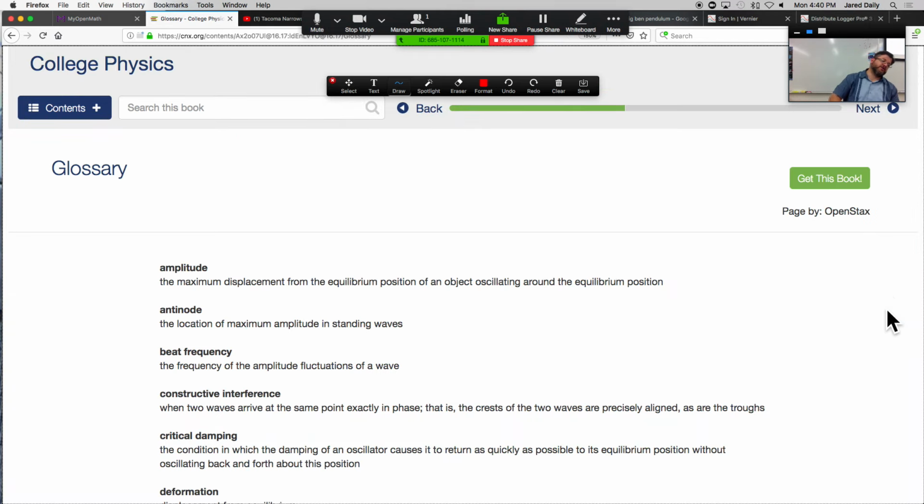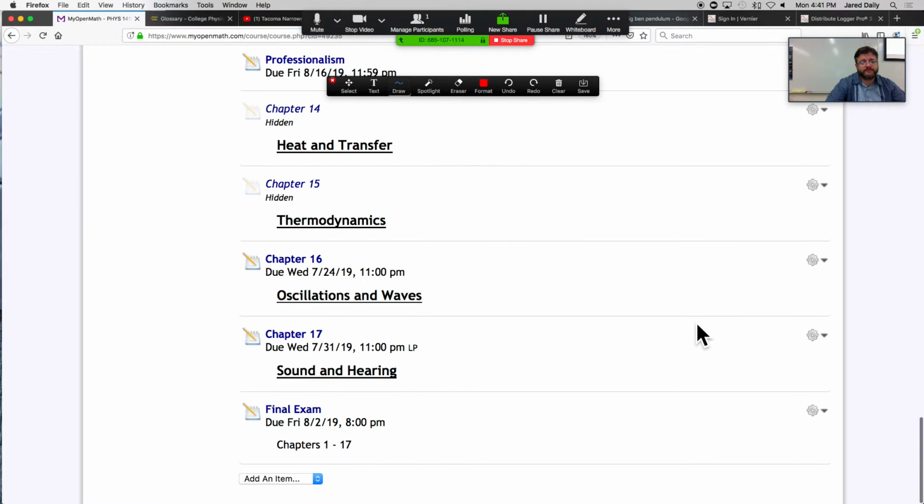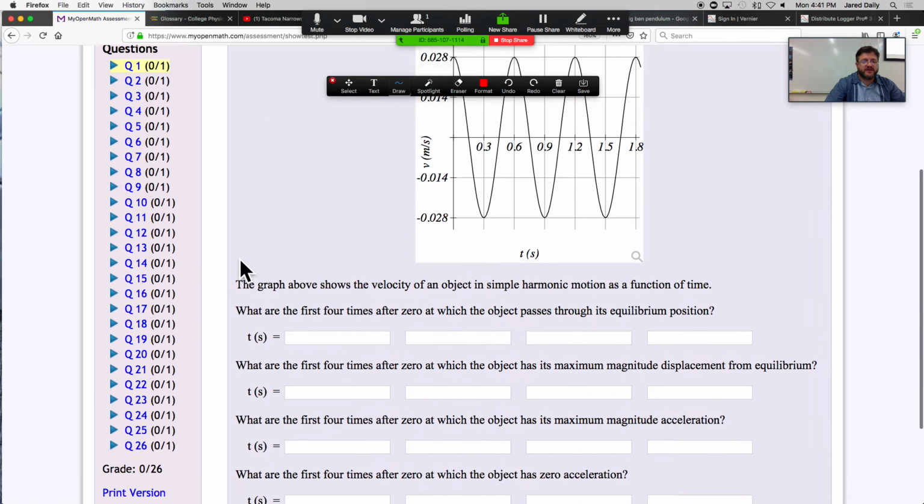And that takes us all the way through that chapter in a quick hurry. Now, homework. Most of this is about looking at waves and doing some things with it.